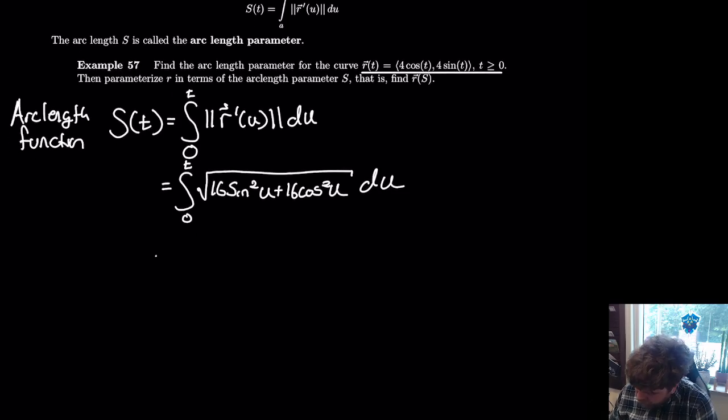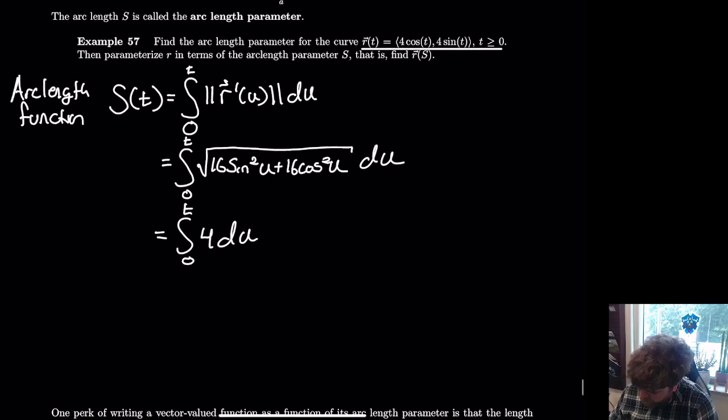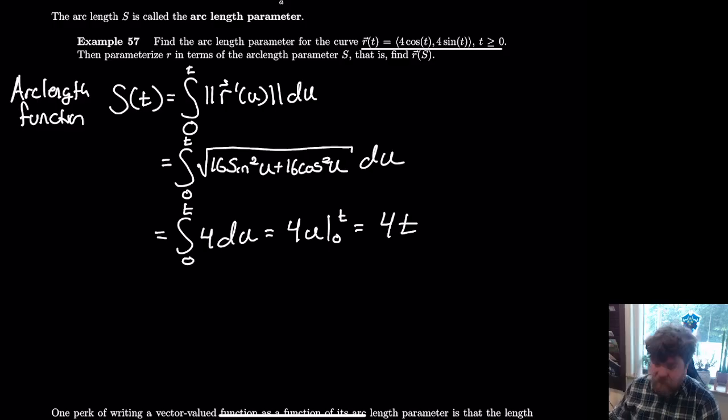All right, well, look at our integrand. We've got a square root of a sine squared plus a cosine squared with the Pythagorean identity, but we have this factor of 16, so it's really a square root of 16, which is just going to be 4. So we're really integrating 4 from 0 to t. So if we evaluate the integral, we'll be left with 4u from 0 to t, which is just equal to 4t.